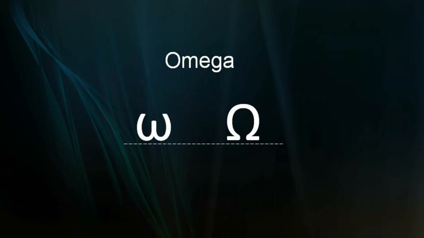So this has the hard O sound, not like the omicron, which has a soft O sound. Omega has that long O sound. Looks like a W, but it's the omega. Now, all we've done at this point is just gone over the letters. That's all we've done. We haven't started to memorize.